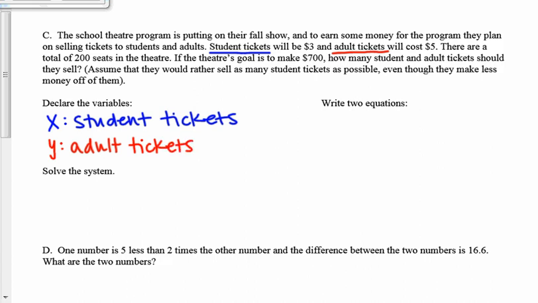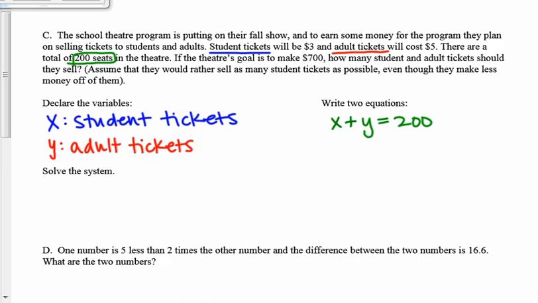Okay, so one of my equations here is actually really simple again, just like my last problem. If I have a total of only 200 seats in the whole theater, that means I can only sell 200 tickets. Well, I don't know how many of each one yet, but I know that added together, the student and the adult tickets have to be 200. So my first equation is just going to be x plus y equals 200. I can't sell any more than that because there's only 200 seats.